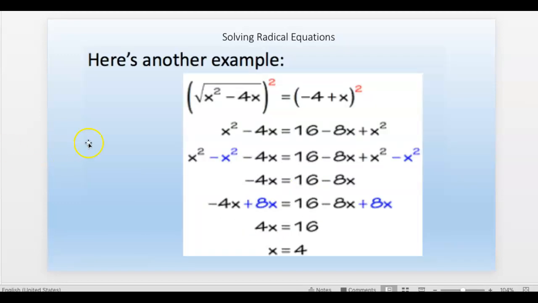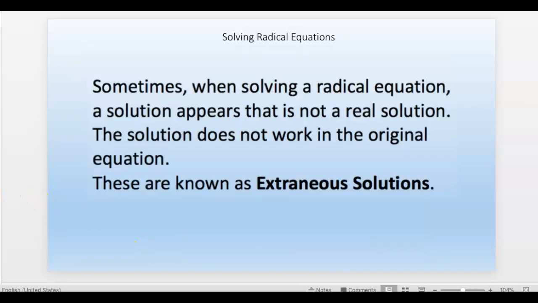Now here's an example of one as well. When you square both sides, now this side, when you square it, you have to FOIL this because it has 2 terms. All right, so you get a quadratic with 3 terms on this side. However, when you solve it, you end up just with x equals 4 here. Okay, and you can take a look at that example.